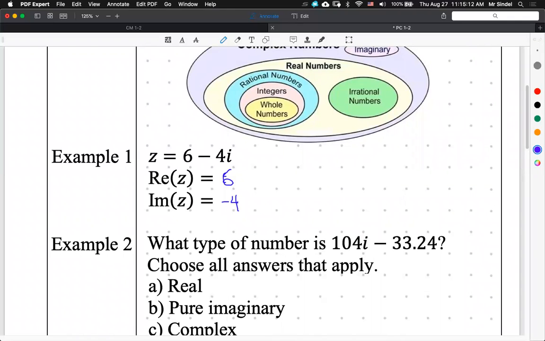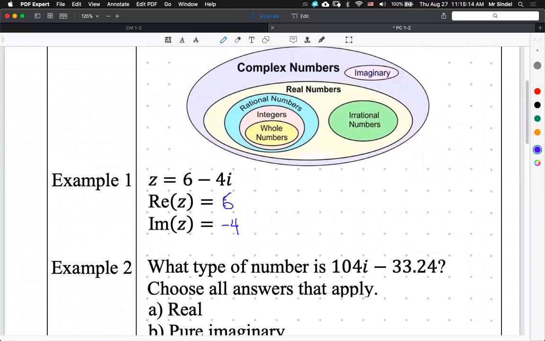You have to kind of look at your chart up above here. Where does this number belong? I'm not going to give too much away. I've already repeated myself enough times. What type of number is that?